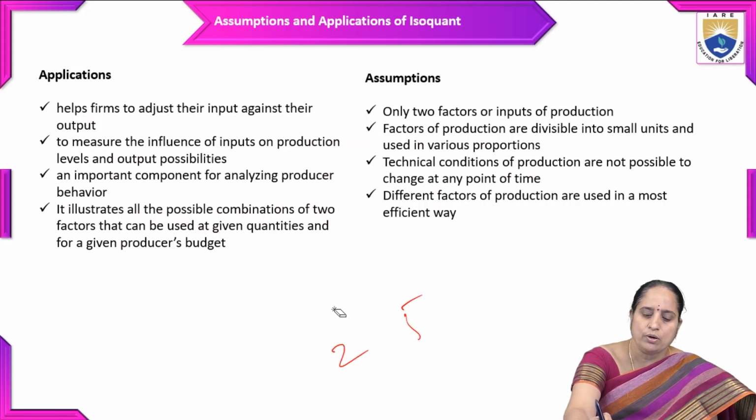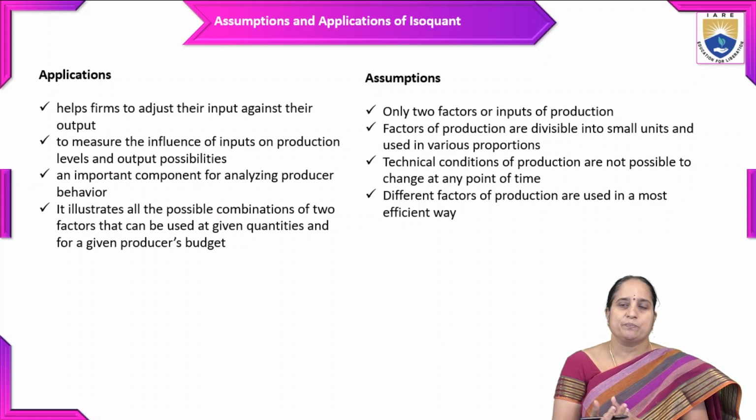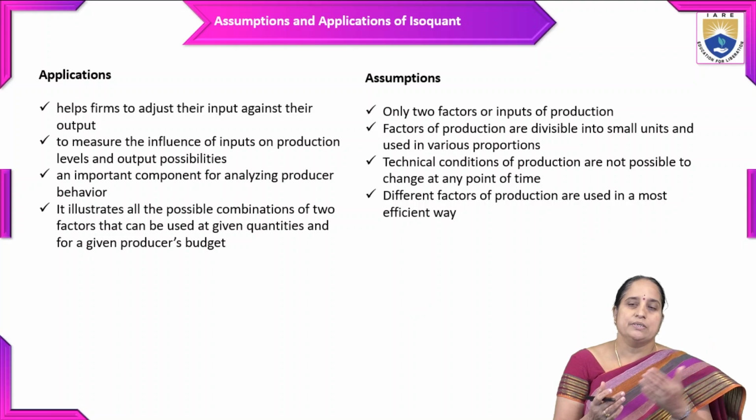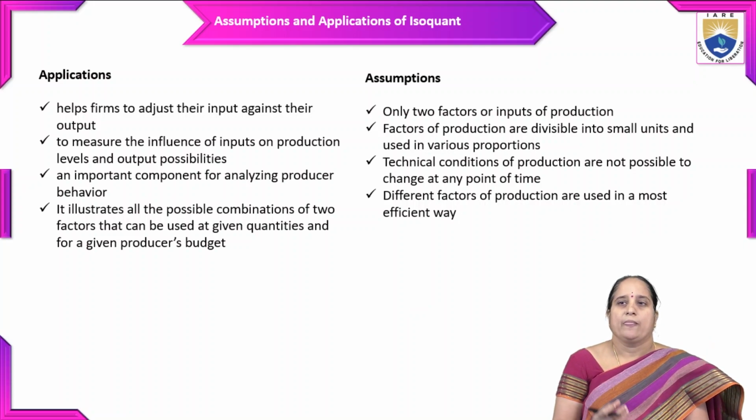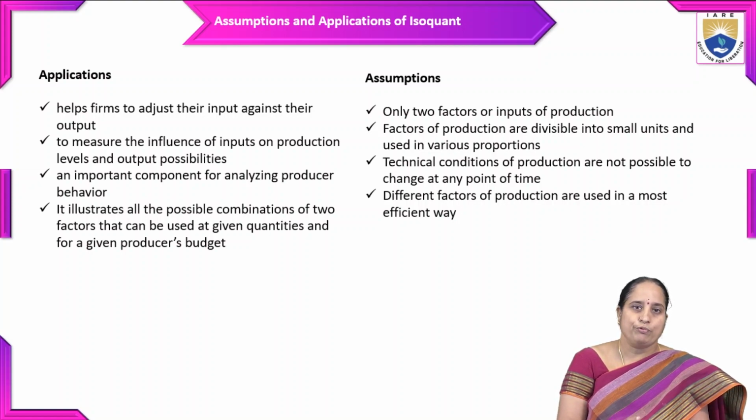So whatever way you want, you can adjust them and we can use them in various proportions so that we can reach the desired level of output. And third one is technical conditions of production are not possible to change at any point of time. So you cannot change the technical conditions. Whatever technology or machinery you are going to use, the same we have to use. Only you can make changes in the 2 factors. Either you can change the capital or you can change the labor, but all other factors remain the same.